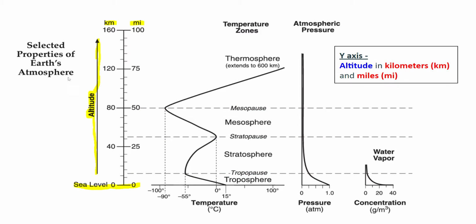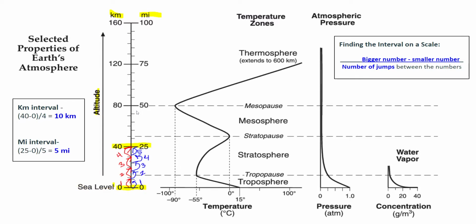You're going to find altitude here, and we have two units for altitude, kilometers and miles. We also have sea level right here at 0. So how do you know how much each interval is going by in kilometers and miles? Well, you should use this equation right here. You can pause this video and write this equation down in your notes if you need to.